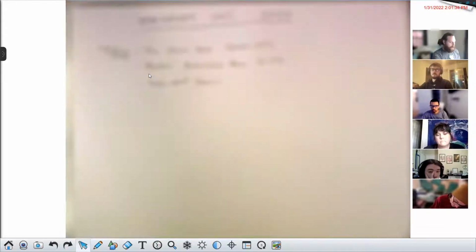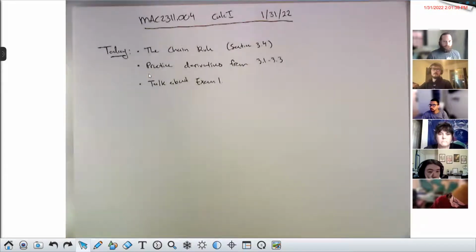We're going to start with that bottom element. Ooh, that's a badly out of focus camera. Come on now. There we go.